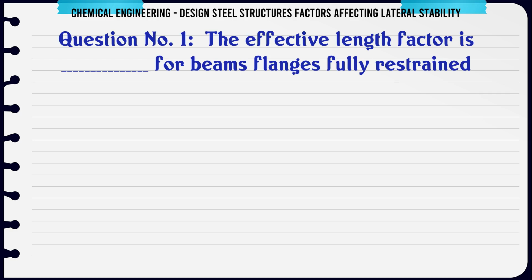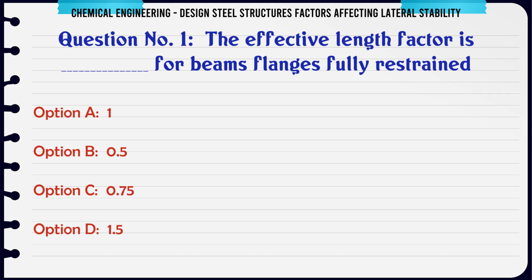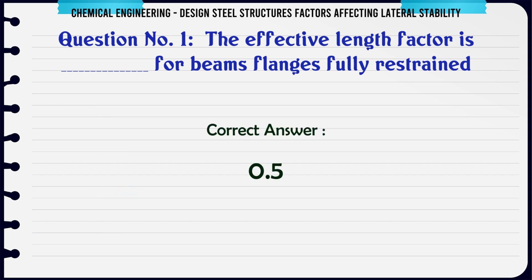The effective length factor for beam flanges fully restrained is: A. 1, B. 0.5, C. 0.75, D. 1.5. The correct answer is 0.5.